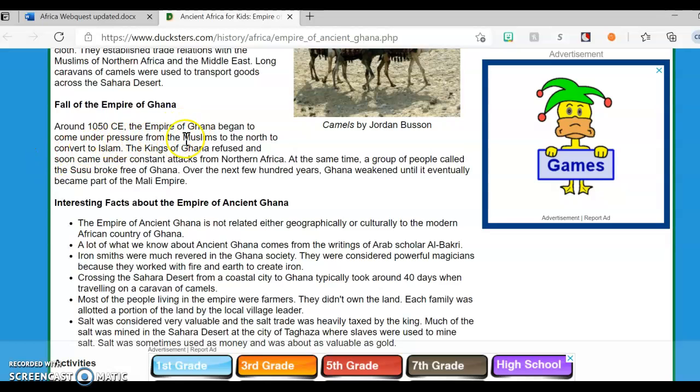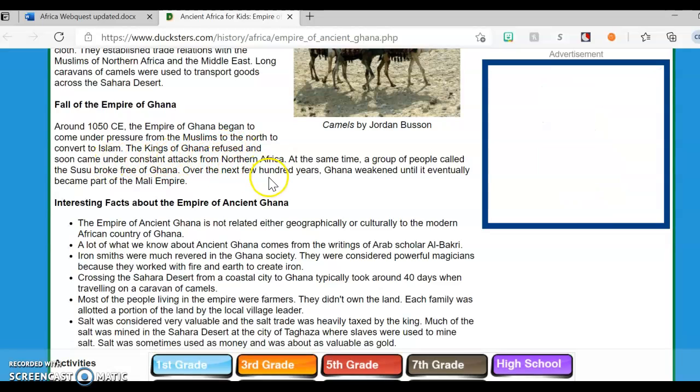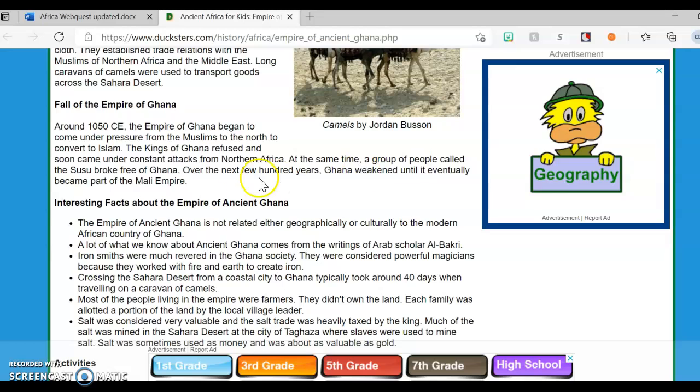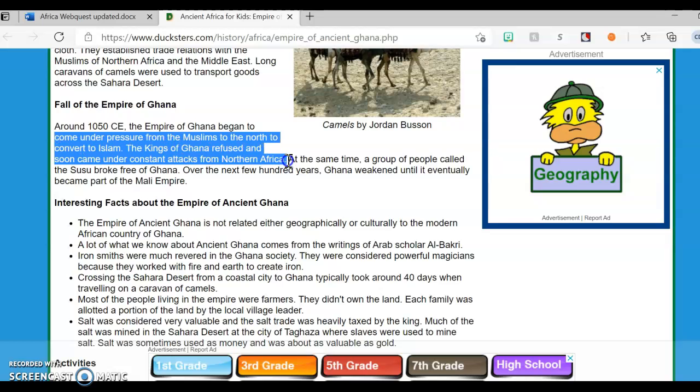Began to come under pressure from Muslims to the north and convert to Islam. The kings of Ghana refused and soon came under constant attacks. At the same time, a group of people broke free, weakened until they eventually became part of the Mali Empire. So they were weakened. They came under pressure from the Muslims to the north and attacks. Okay.